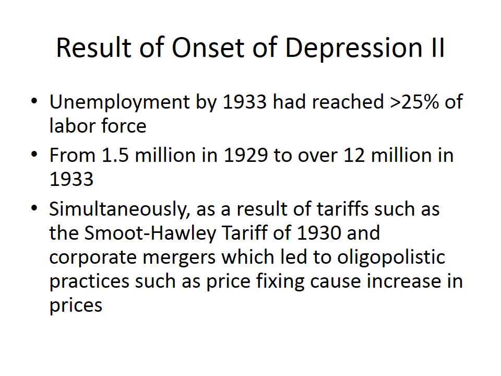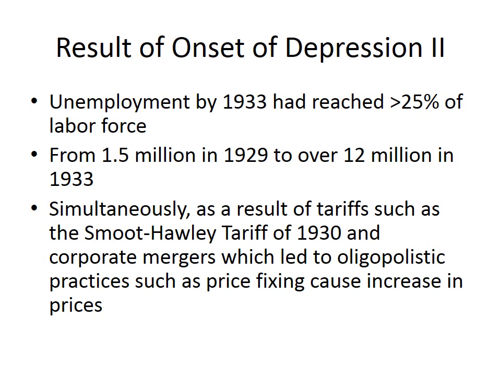Now, the results of the onset of the Depression: we saw all the bank failures. We also have a reduction in employment. Unemployment was a little bit greater than 25% of the labor force by 1933, from 1.5 million in 1929 to over 12 million unemployed in 1933. This is the time of the famous scenes from the 1930s of the soup kitchens.